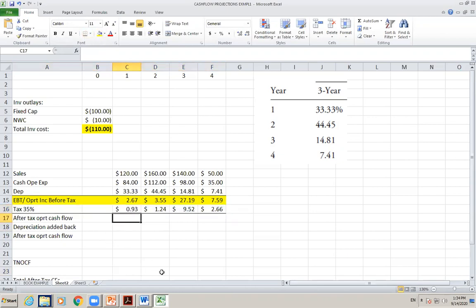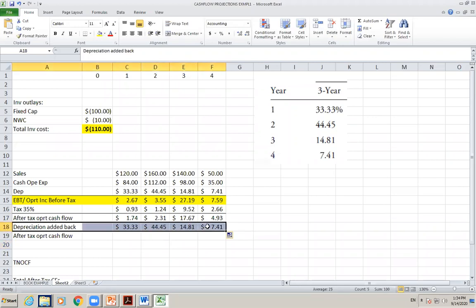And after tax operating cash flow, from here we subtract the tax amount, drag it, depreciation added back. We are adding back the depreciation amount. And we are getting after tax operating cash flow. This plus depreciation.